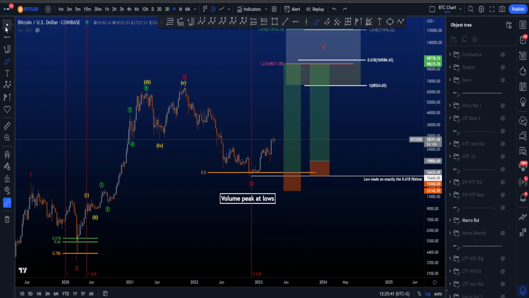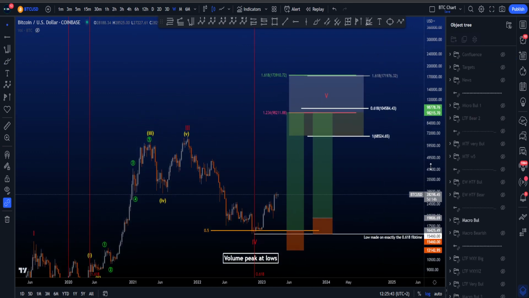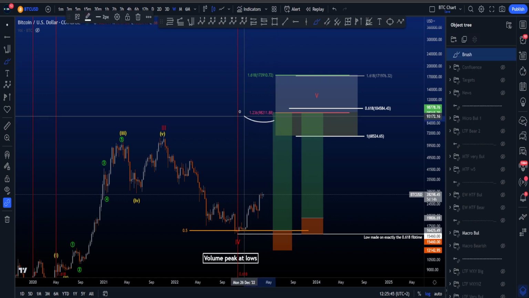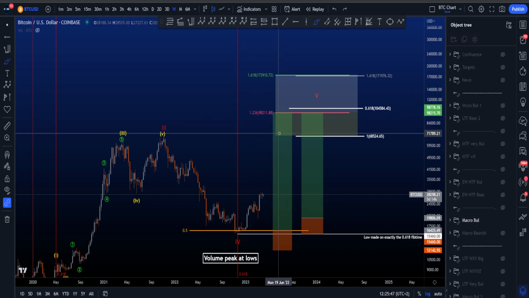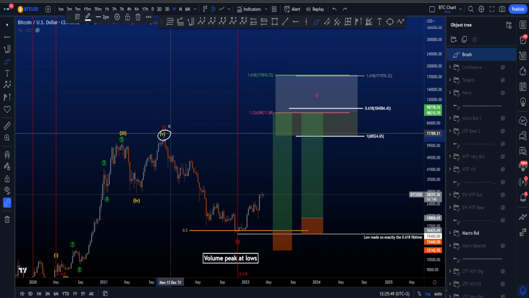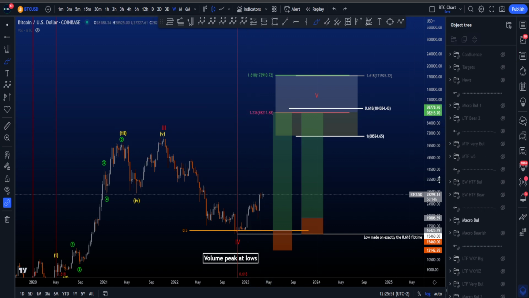and then trading it to the upside, where the most common target for this wave 5 is the white box between 98k and 174k, with the more rare target being between the all-time high and 98k.